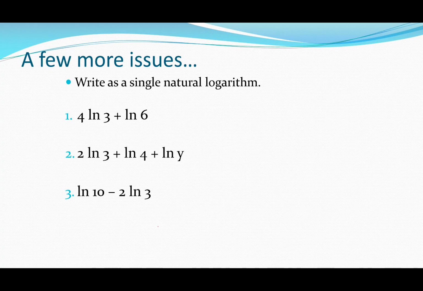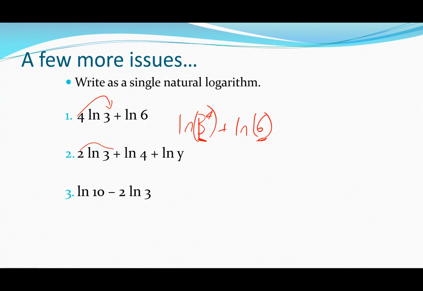So what I would do here is move this 4 to the top up here. So it's the natural log of 3 to the 4th power plus the natural log of 6, which 3 to the 4th power is 81, and natural log of 6, well, that's 6. So remember, if you add logarithms, you would multiply these together. So you'd have 81 times 6.